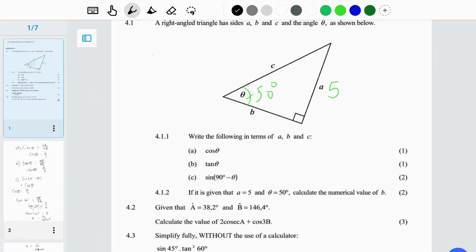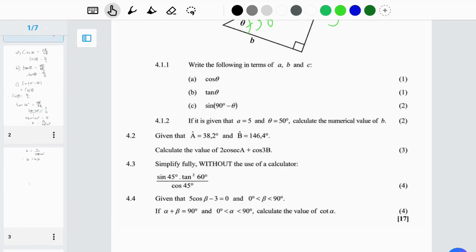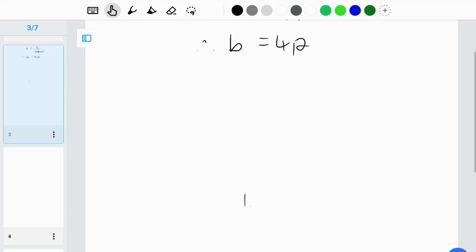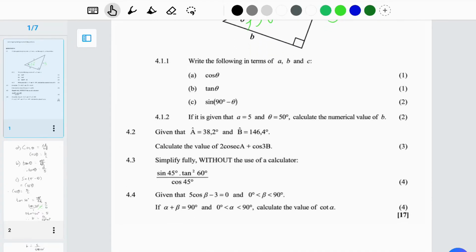Next question says, given that angle A equals 38.2 degrees and angle B equals 146.4 degrees, calculate the value of 2 cosec A plus cos 3B. Let's go again to a nice open space, or maybe do it here so that you don't have to go back and forth. So we have 2 cosec.